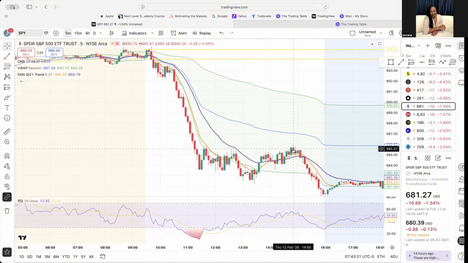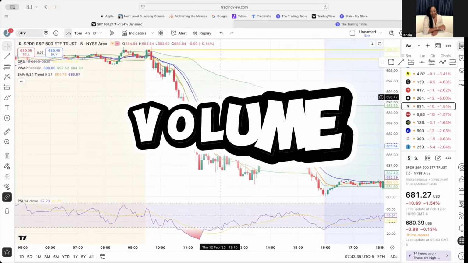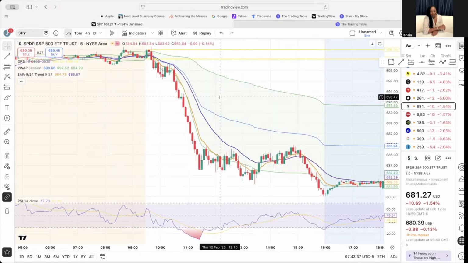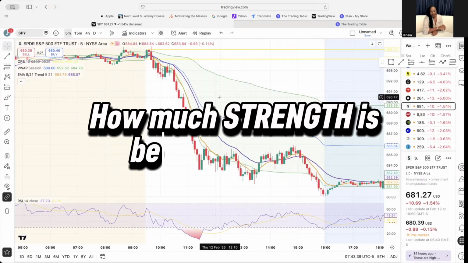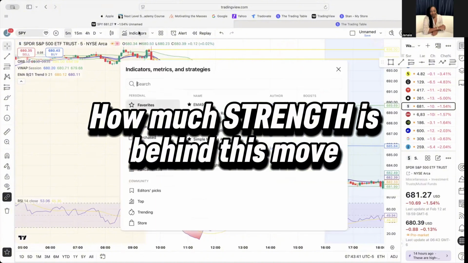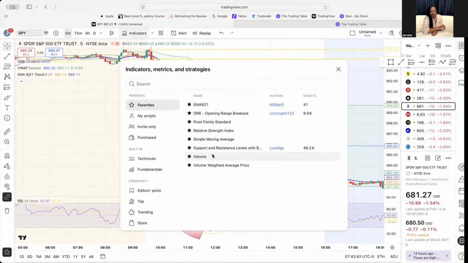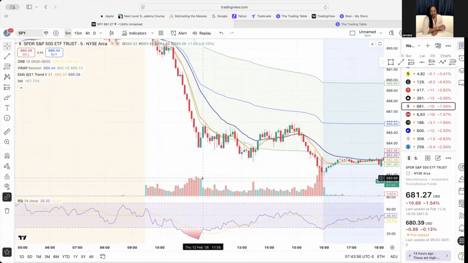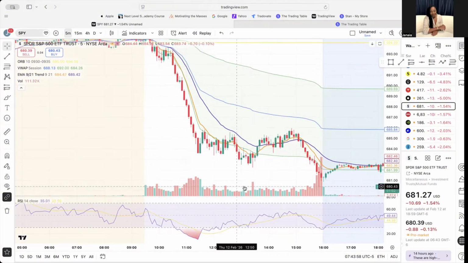Last but not least, one of my other favorites is volume. And volume lets you know how much strength is behind a move. So let me add volume to the chart. Again, you'd search it the same way. You go to your indicators at the top of TradingView and you would search volume. Mine is already in my favorites, so boop, I can just add it to my chart. Now you can see these volume bars down here.